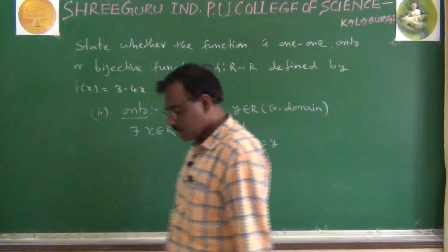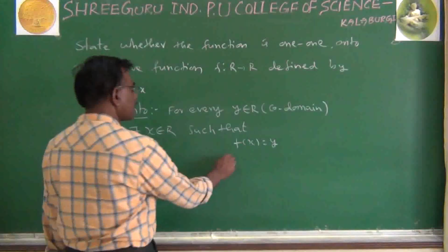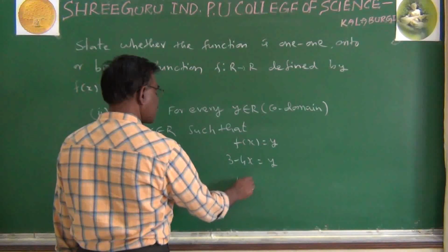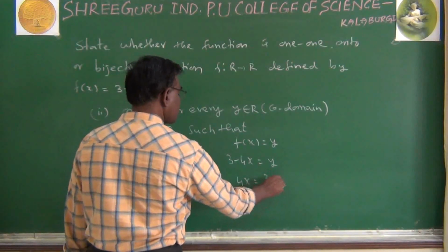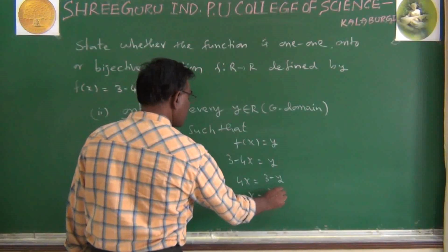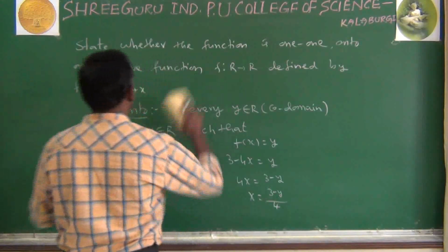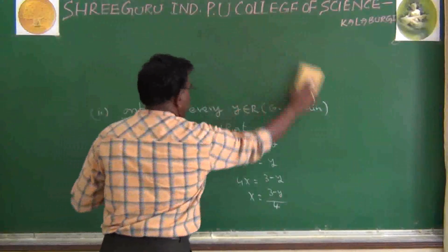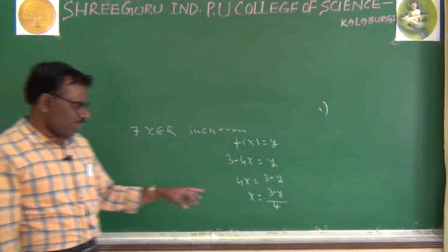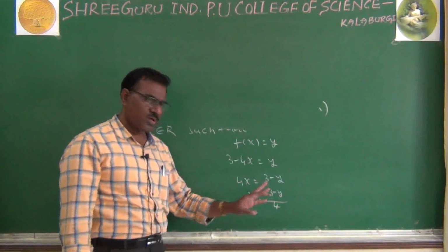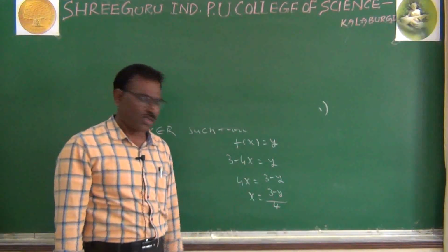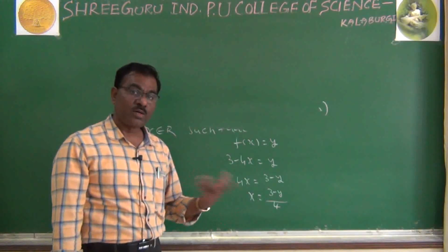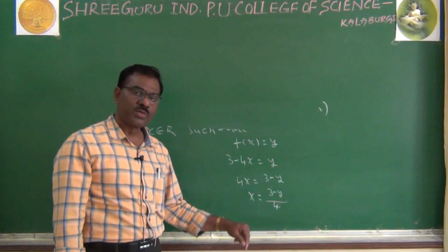What is f of x? 3 minus 4x. 3 minus 4x equal to y. So 4x equal to 3 minus y, x equal to 3 minus y by 4. So x equal to 3 minus y by 4, it is 100% belongs to R only. y is a real number, x also a real number. Now it is mapping from R to R, definitely it belongs to R.